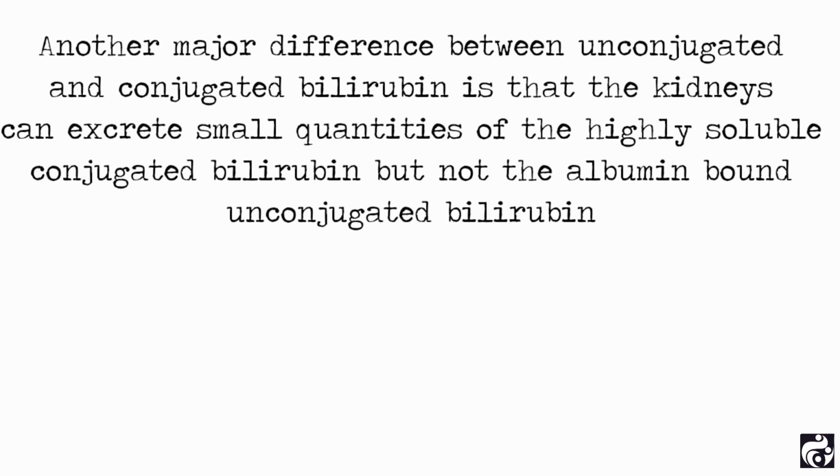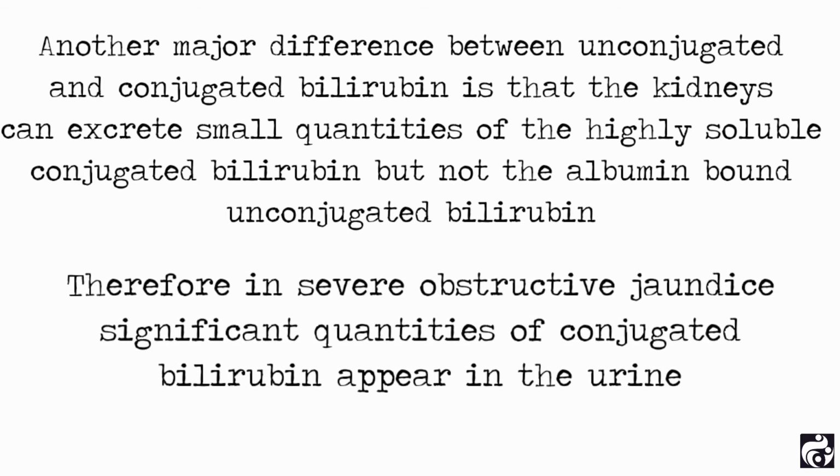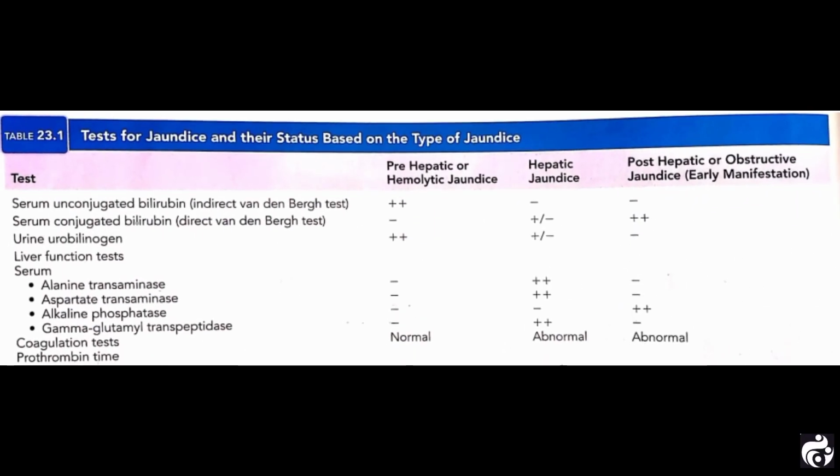Another major difference between unconjugated and conjugated bilirubin is that the kidneys can excrete small quantities of the highly soluble conjugated bilirubin, but not the albumin-bound unconjugated bilirubin. Therefore, in severe obstructive jaundice, a significant quantity of conjugated bilirubin appears in the urine. Now, let's study this table of tests for jaundice and their status based on the type of jaundice.